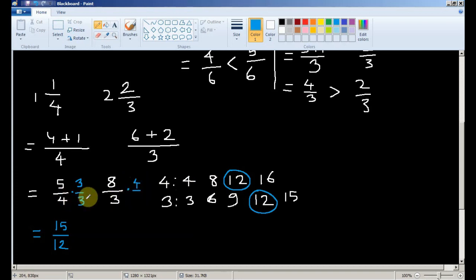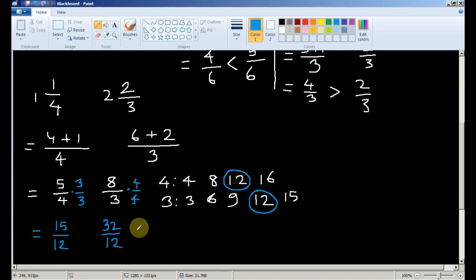Denominator, you look at the denominator and you find the right answer. 3 into 4 will give me 12, and here 4 into 3 will give me 12. So that's why I have to multiply both the numerator and denominator by 3 here, and by 4 here. So this side I am getting 8 4s are 32, and divided by 4 3s are 12.